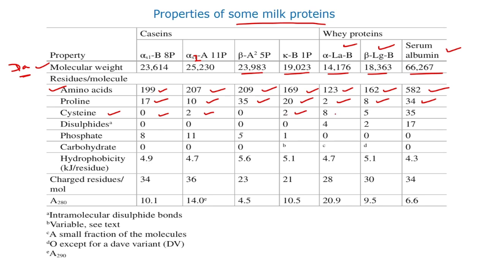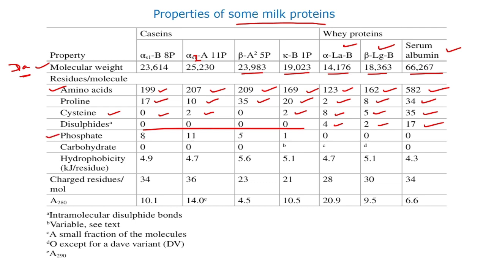If you see alpha lactalbumin, it has 8 cysteine, 5 cysteine in beta lactoglobulin, and 35 in serum albumin. If you look at the disulfide, there is no disulfide bonding in the different types of casein, whereas in whey proteins a disulfide bond is present in alpha lactalbumin and in beta lactoglobulin, and in serum albumin it is 4 to 17. What happens is that when whey proteins are heated, these disulfide bonds get exposed and are converted to sulfhydryl groups, resulting in the production of the cooked flavor.